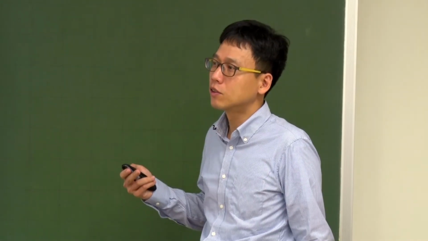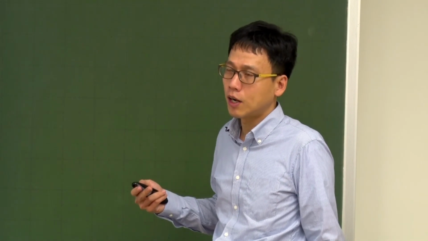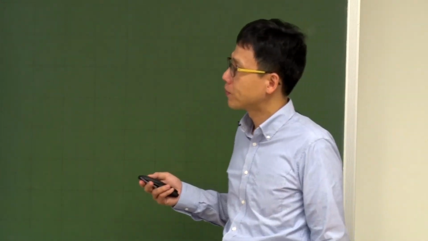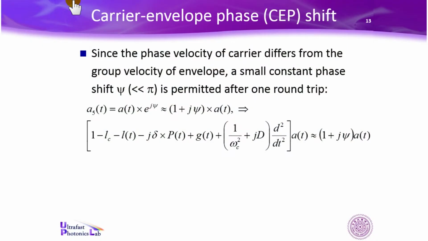One is the tangent, the other is the secant slope. So they are essentially different. If they are different, that means when the pulse travels within the cavity, after one round trip, the relative position between the envelope and the fringes can drift by a certain amount. This is the so-called CEP phase shift. But here, we also assume the CEP phase shift per round trip is much smaller than pi. So you can write down this relation.